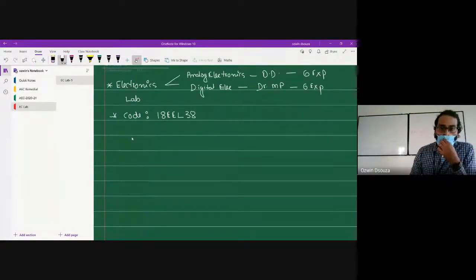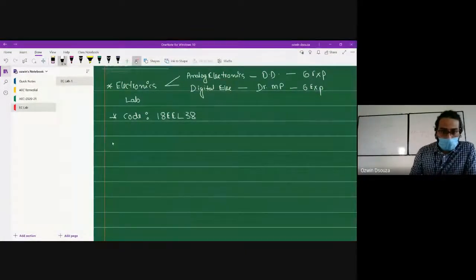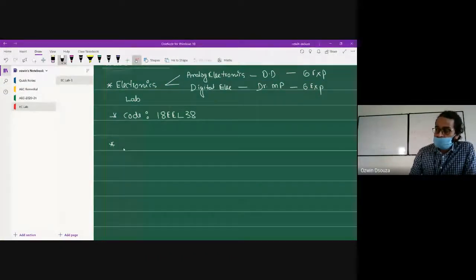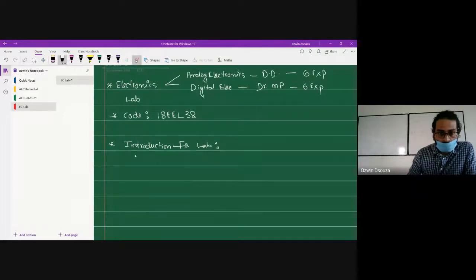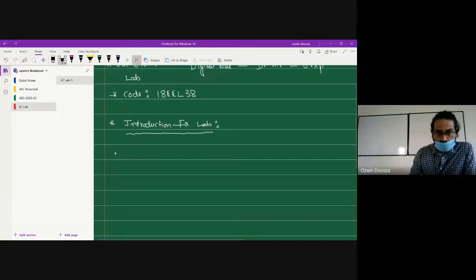In the first session, let me talk about the introduction for the lab. In the introduction, I will break it into 2 parts. In the first part, I will talk about frequently used components in AEC, and in the second part, let me talk about frequently used components in DST.